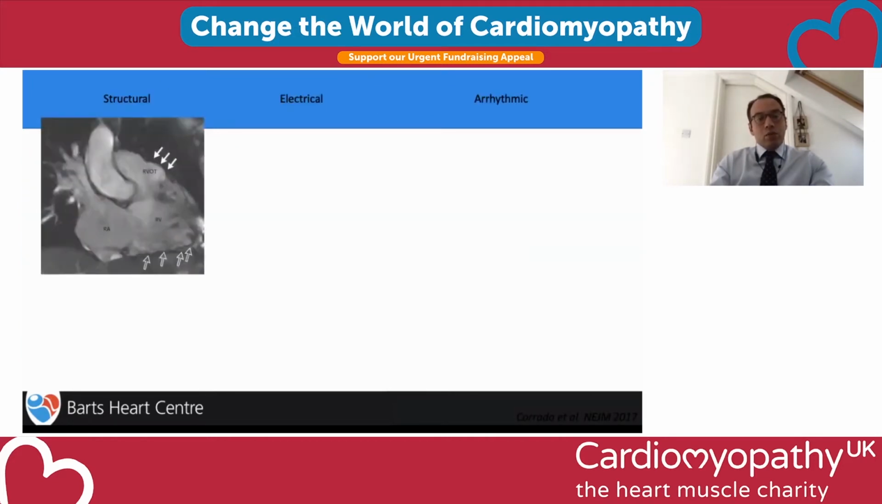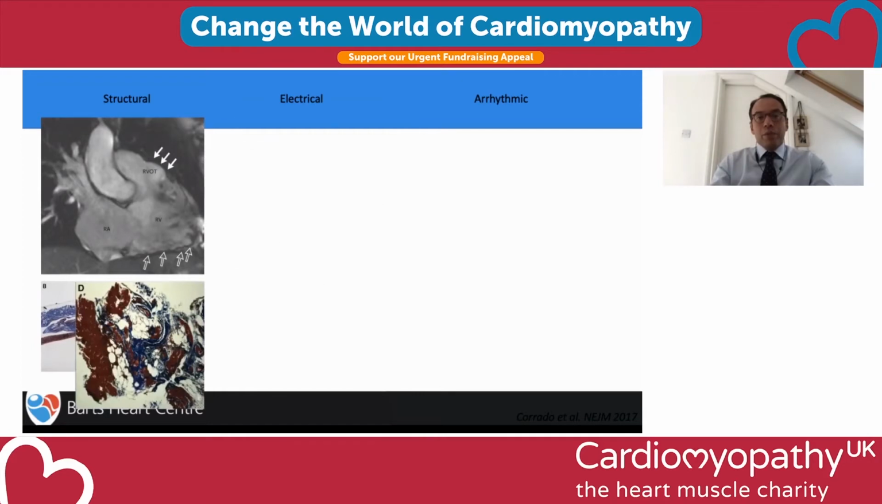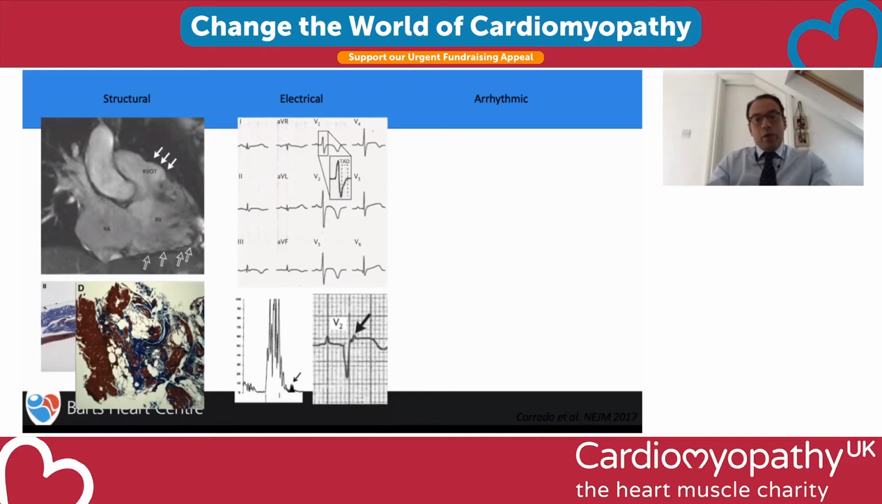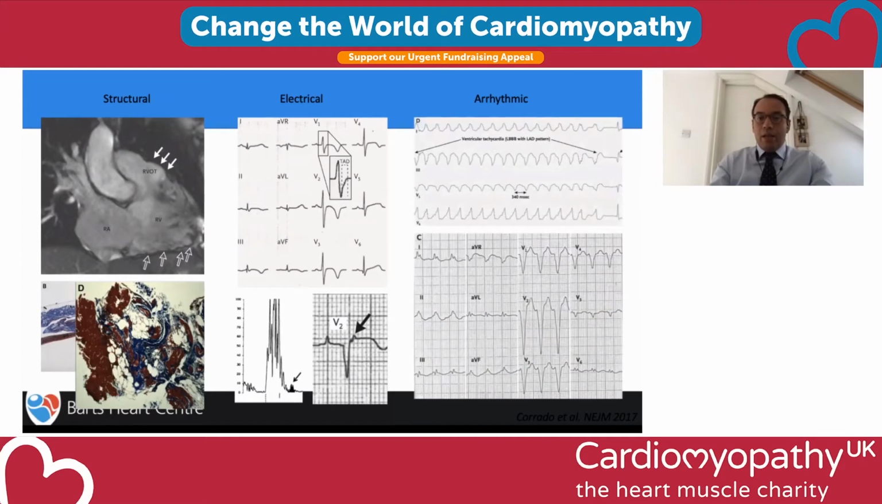This involves structural changes, again the MRI with the aneurysms. It can involve histological changes, the fibrofatty replacement on biopsy. It can involve electrical changes, which is the T-wave inversion on the ECG, or even smaller changes, such as a delay in the electrical activation of the right ventricle, or the classic epsilon wave in arrhythmogenic cardiomyopathy, and certainly arrhythmic features such as the classical arrhythmias that we see in arrhythmogenic cardiomyopathy. So sometimes the diagnosis is difficult and needs more criteria.